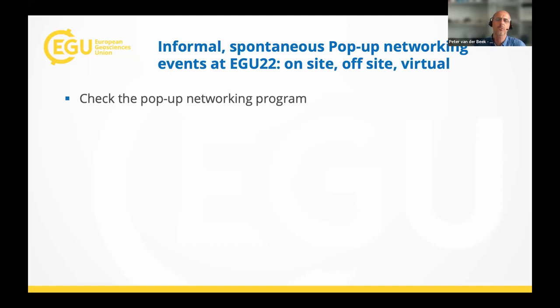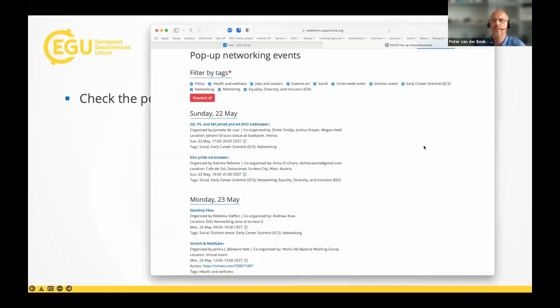And so you can check the pop-up networking program, which is part of the meeting program, which you will find on the website. And I'm just showing you an example here. So you can filter these by tags, and then they are just indicated by day. And so you can see, for instance, this is an off-site networking event that is going to be happening in the Stadtpark. Here on Monday, you have an on-site networking event in the networking zone that we defined. And then finally here, you have a virtual networking event that will be available online. Right. So you can scroll through these, you can see what categories you are interested in, and I would strongly encourage you to check out these pop-up networking events.